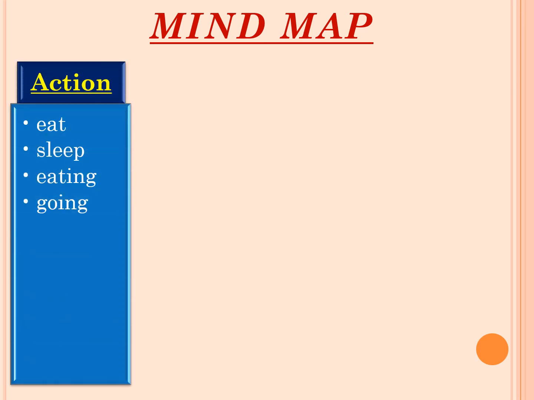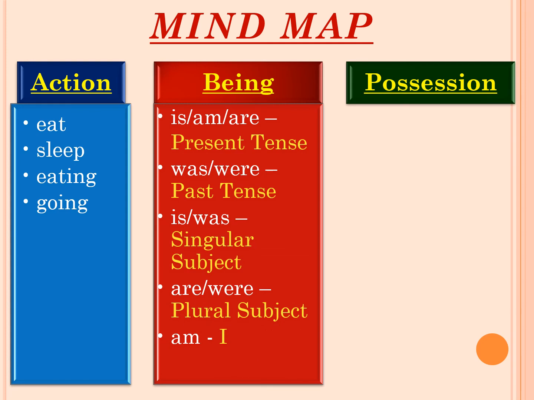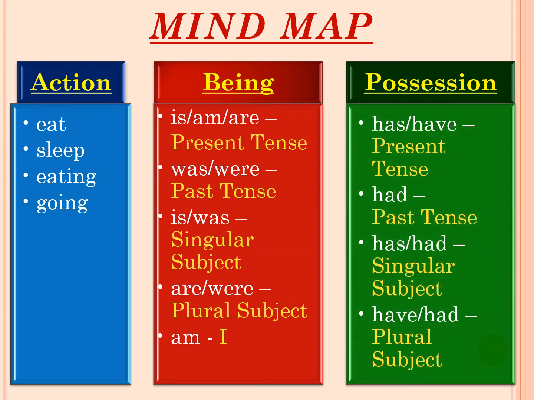Time to revise now with the help of a mind map. Verbs are used to show action, being, and possession. Action words. Action words are those verbs where an action is shown. For example, eat, sleep, eating, go, going, come, coming, study. All these words are showing action. They all are known as doing words or verbs.